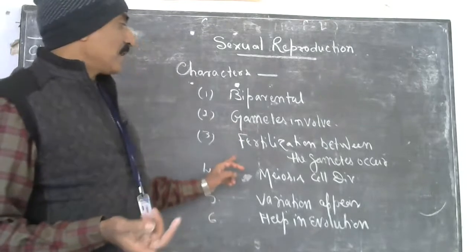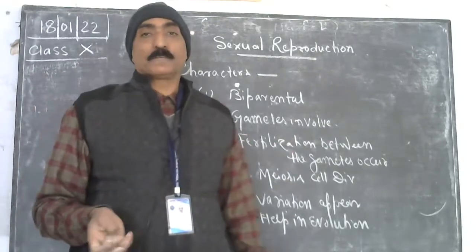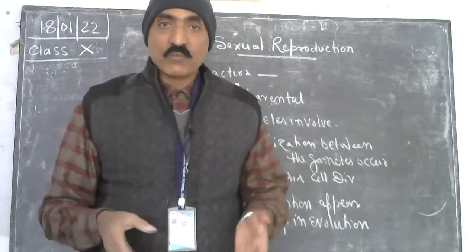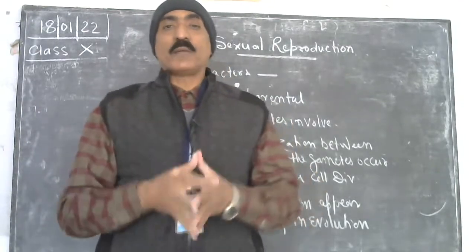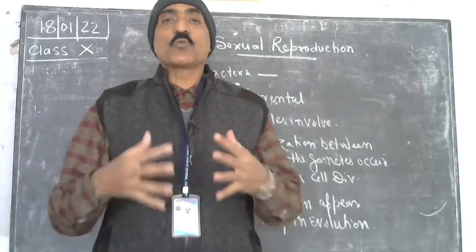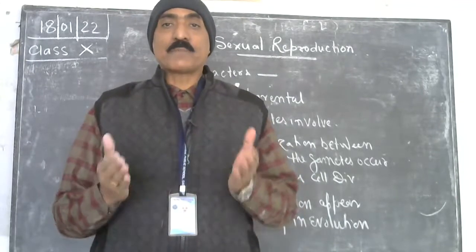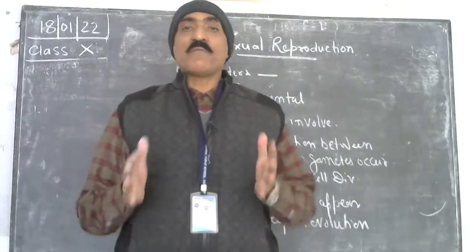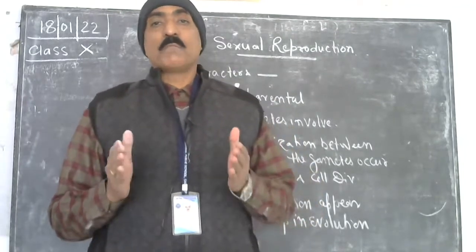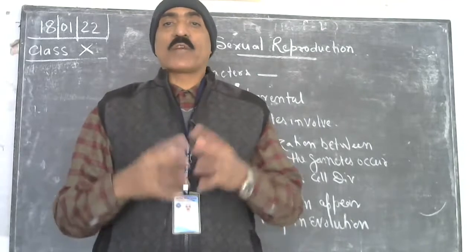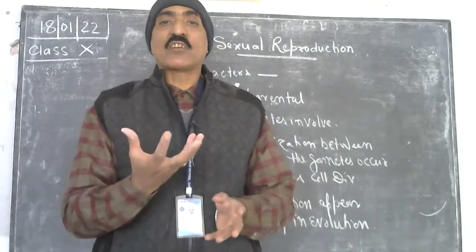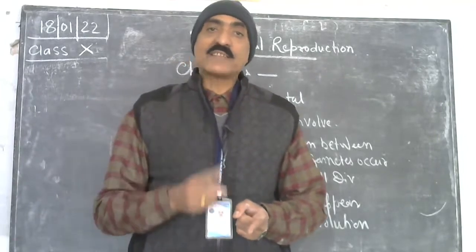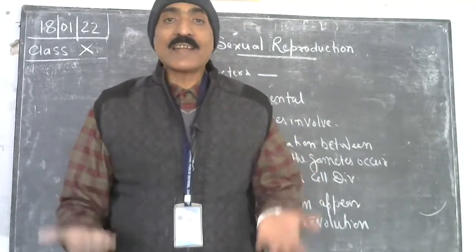Third, fertilization between the gametes occurs. Now how do gametes get involved? After coming together, gametes fuse, and that fusion is called fertilization, or syngamy. This is the fertilization by which male and female gametes fuse together and form the zygote, which is the first cell of the individual, and that zygote becomes diploid in nature.